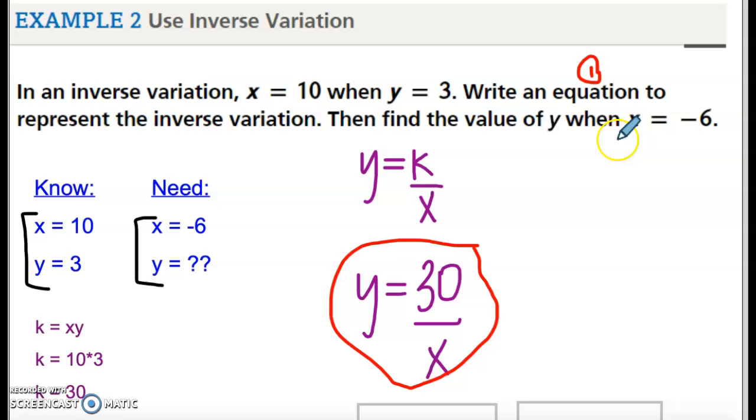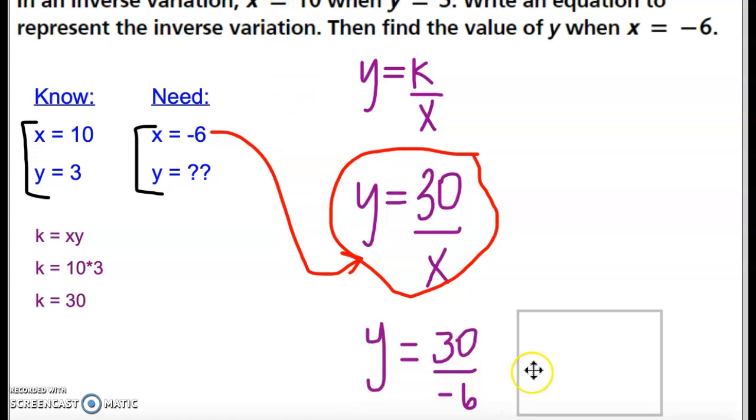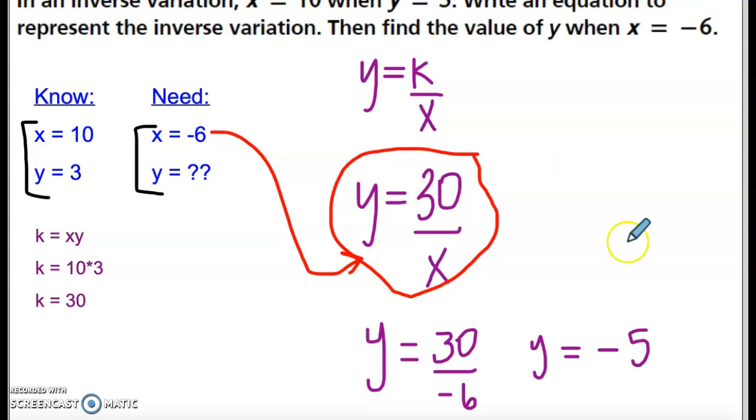Next, find the value of y when x equals -6. Any ideas how we're going to do that? In order to find the value of y when x equals -6, we just plug it right in, right? So we're going to now say y equals 30 over -6. 30 divided by -6, what's that going to be? -5. And that's the second part of the question. There it is. Okay, awesome job, guys.